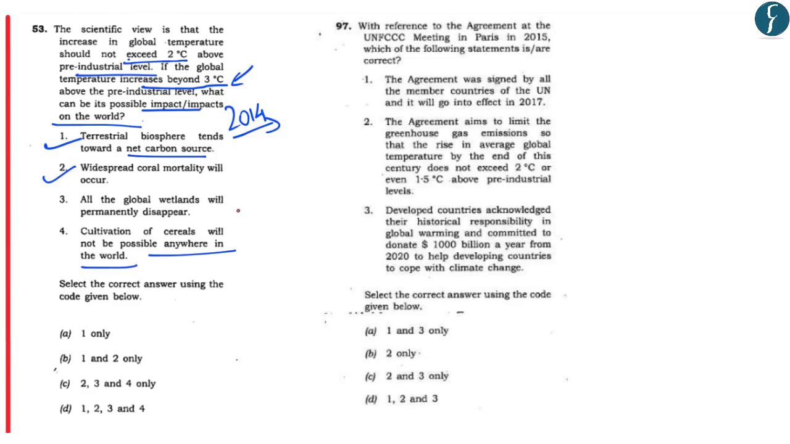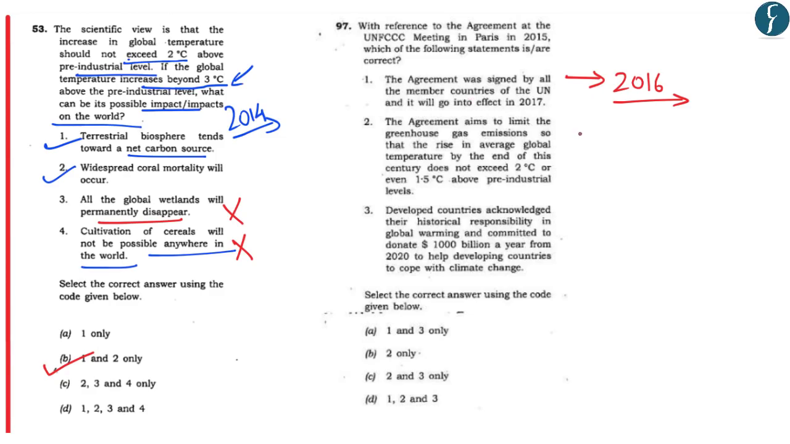Now, statements 3 and 4 are very sweeping statements, that is, all global wetlands will permanently disappear. No, it will not be such a case. Further, cultivation of cereals will not be possible anywhere in the world. No, 3 and 4 are not correct. So, here the correct answer was 1 and 2.